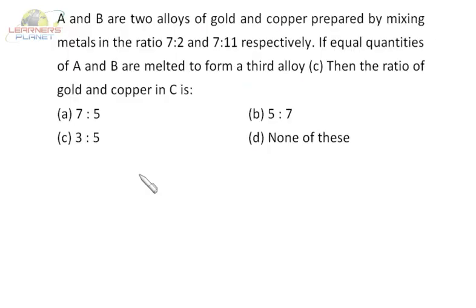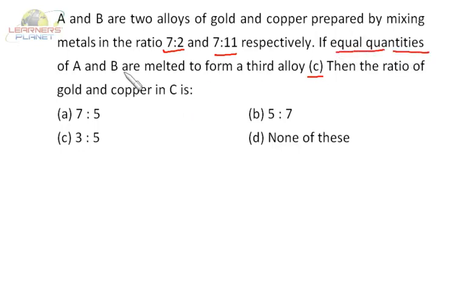Now let's see this problem. Here we have been given A and B are two alloys of gold and copper prepared by mixing metals in the ratio 7:2 and 7:11 respectively. If equal quantities of A and B are melted to form a third alloy, that is C, then the ratio of gold and copper in this particular alloy is what?